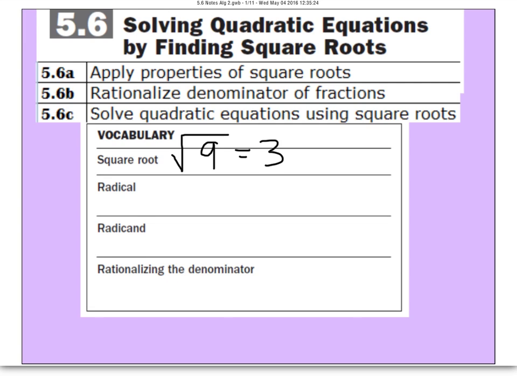In terms of the symbols, this symbol right here is called the radical symbol. The number underneath the radical, for example, the number 9, is called the radicand. So let's go look at some properties of square roots and their radicals.